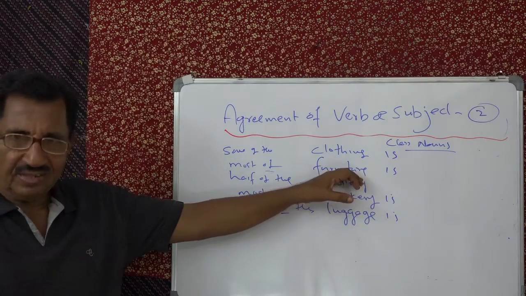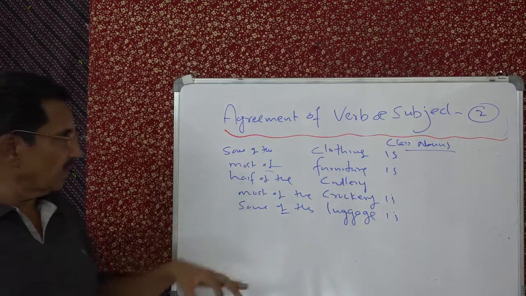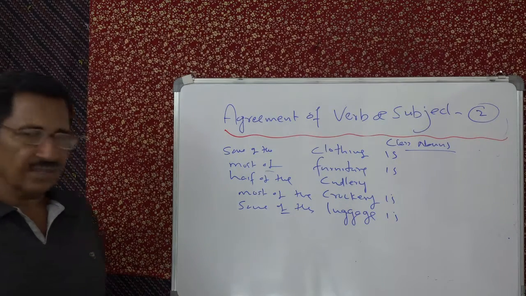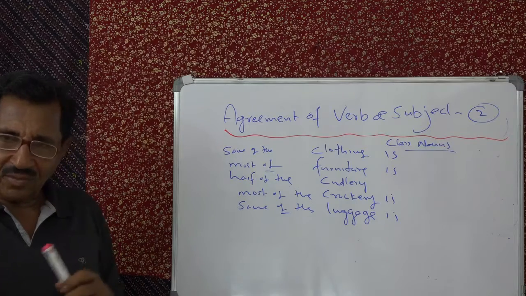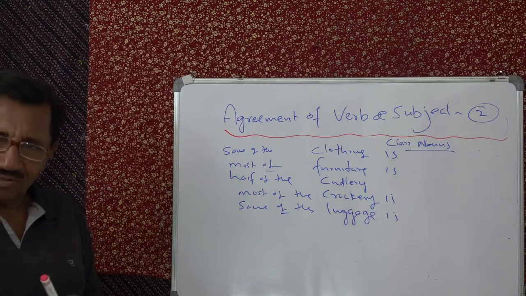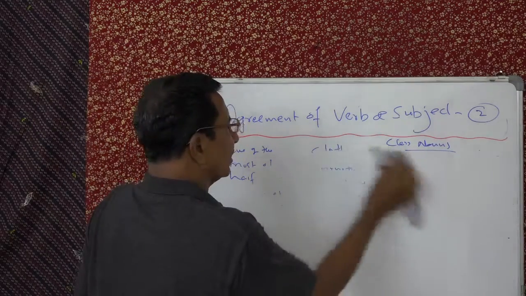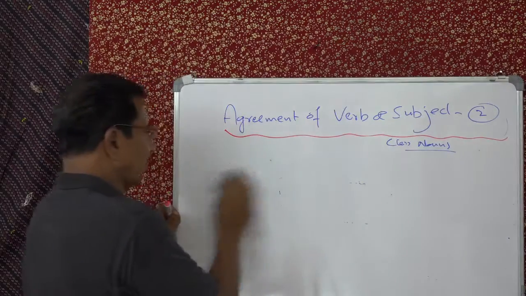You can say some of the clothing is, most of the clothing, half of the cutlery, most of the cutlery, etc. This also shows amount or quantity, and then it is always singular. Alright? You can say much of the cutlery, etc. No problem.